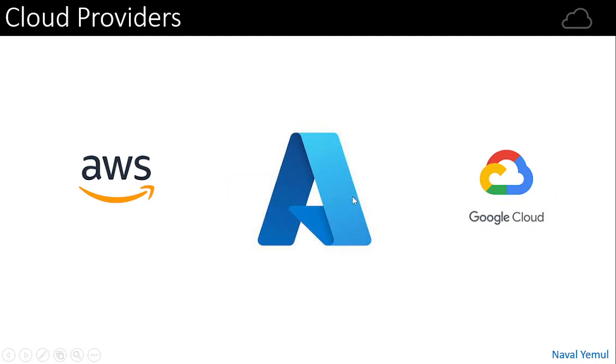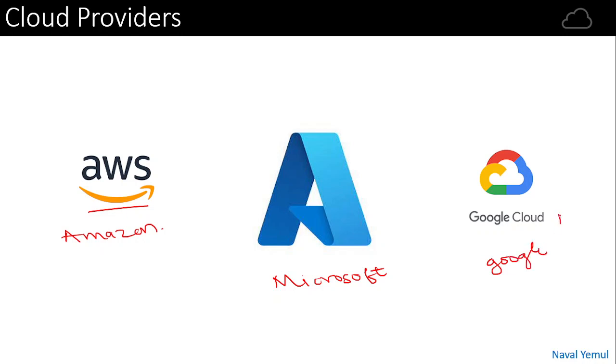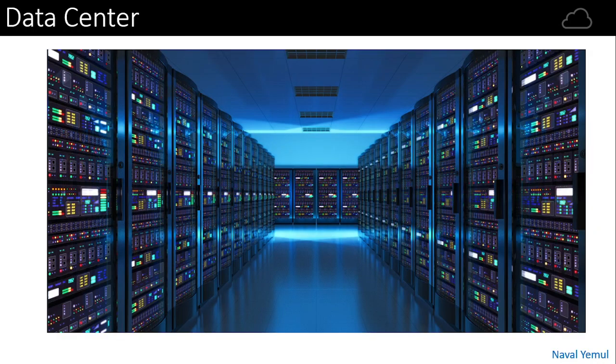When it comes to cloud providers, the tech giants are AWS, that is Amazon's, obviously, Microsoft Azure, and Google's Google Cloud Platform, GCP. There are many other cloud providers also, but when it comes to public cloud, these are the three major leaders of the cloud market.